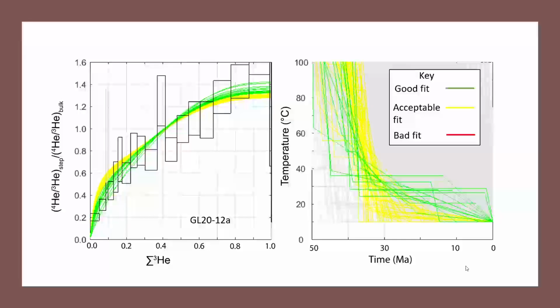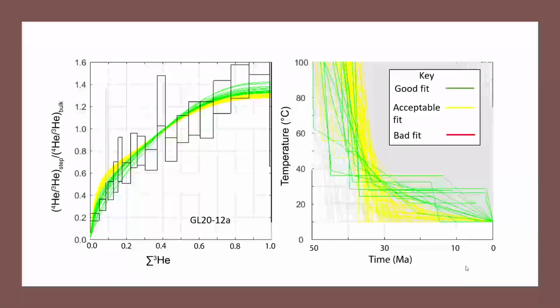And so this is what the data actually looks like. So here's the helium data. So this is the amount of helium released per step in the degassing. And the green line, so these are all thermal history models here. The software runs them, and then it comes up with its own helium data, and then it matches it to your data. And so the green paths are cooling paths that fit the data really well. The yellow lines are acceptable, and then the red lines are bad fits. But there's no red lines in this one. So this is from the Big Sky transect, so near Big Sky.